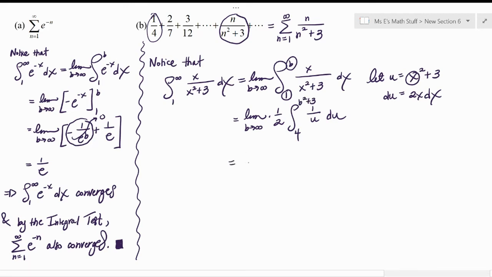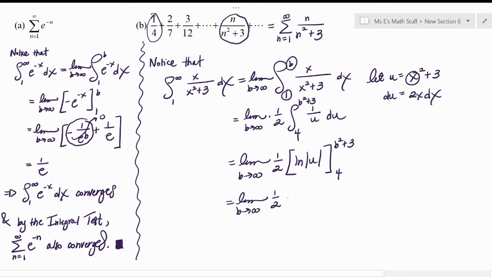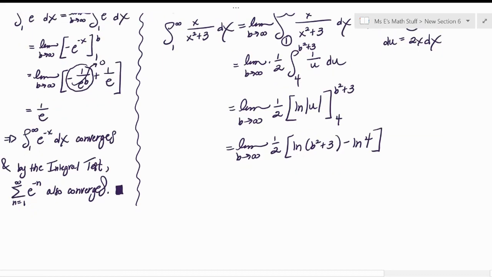Okay, so then we would have the limit as b approaches infinity of 1/2 times the natural log of the absolute value of u as u goes from 4 to b squared plus 3, which would leave us with the limit as b approaches infinity of 1/2 times the natural log of b squared plus 3. Absolute value marks are unnecessary for something like that, and they are also unnecessary for the 4. Okay, so let's let the remaining b approach infinity.